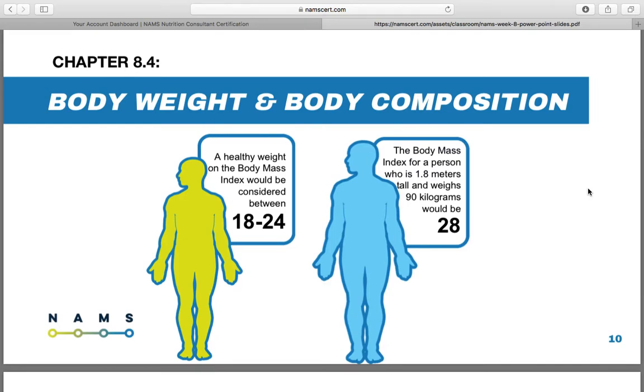A healthy weight on the body mass index would be considered between 18 and 24. The body mass index for a person who is 1.8 meters tall and weighs 90 kilograms would be 28.